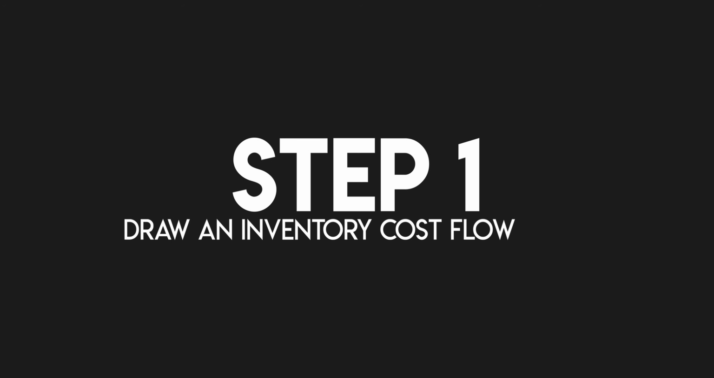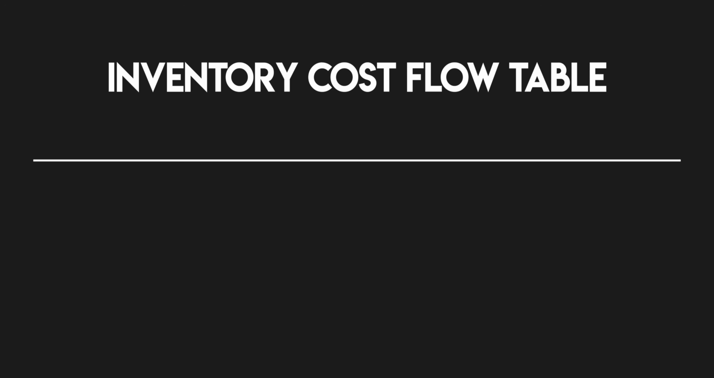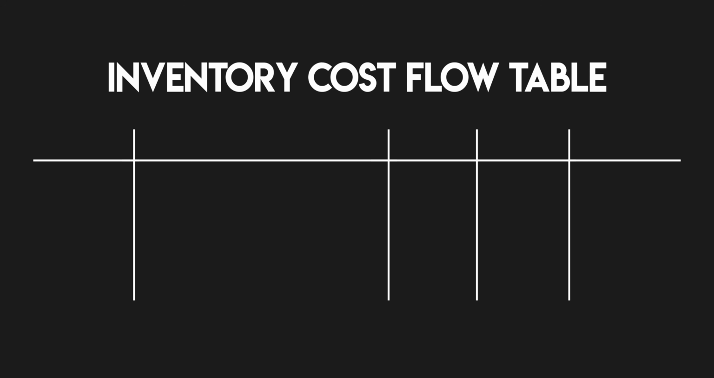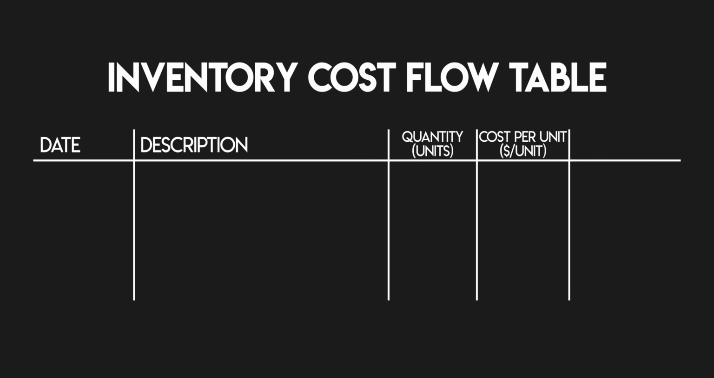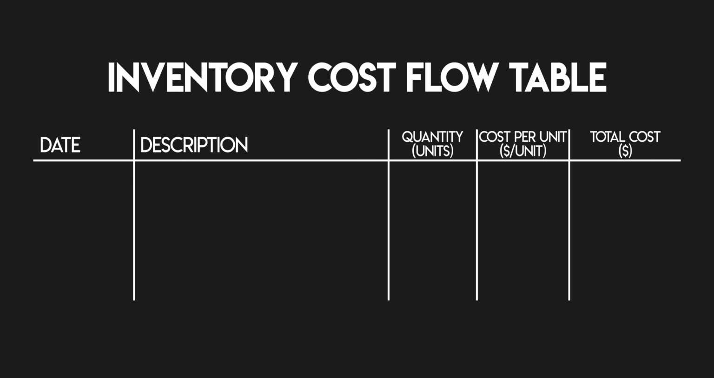Step 1. Draw an inventory cost flow table. What on earth is that? It's a table made up of 5 columns: date, description, quantity, cost per unit, and total cost. Okay, step 2. Enter what you know. Here's where we use the information given to us to fill out as much of this table as possible.